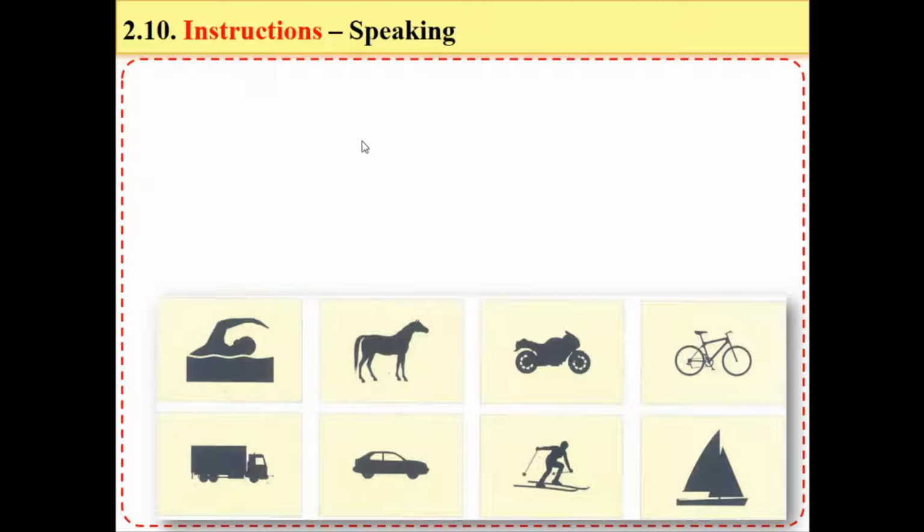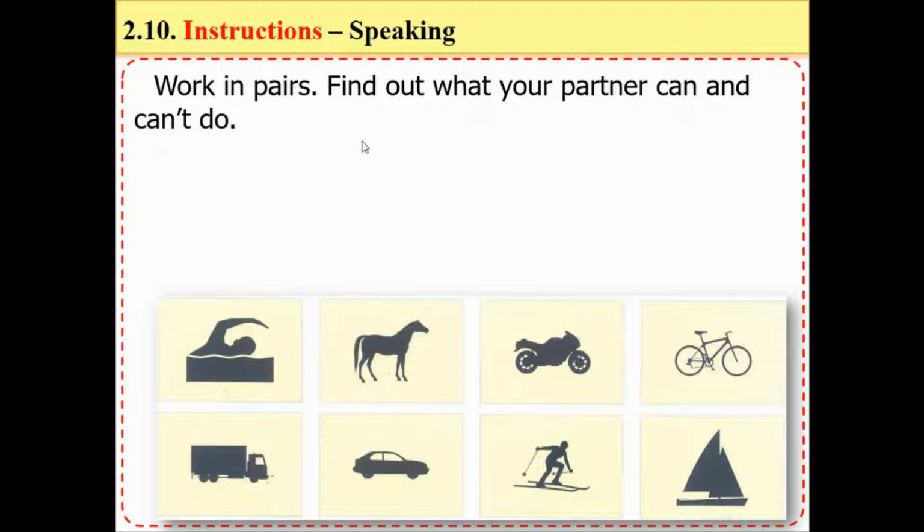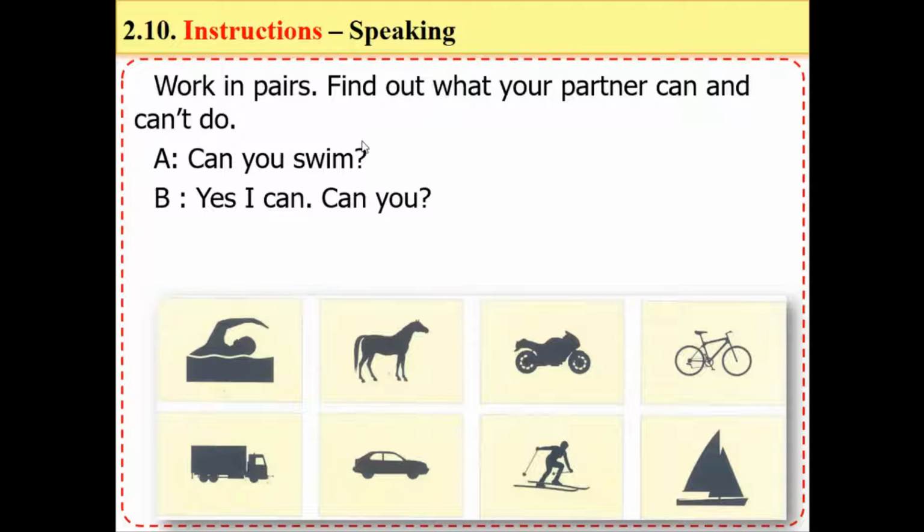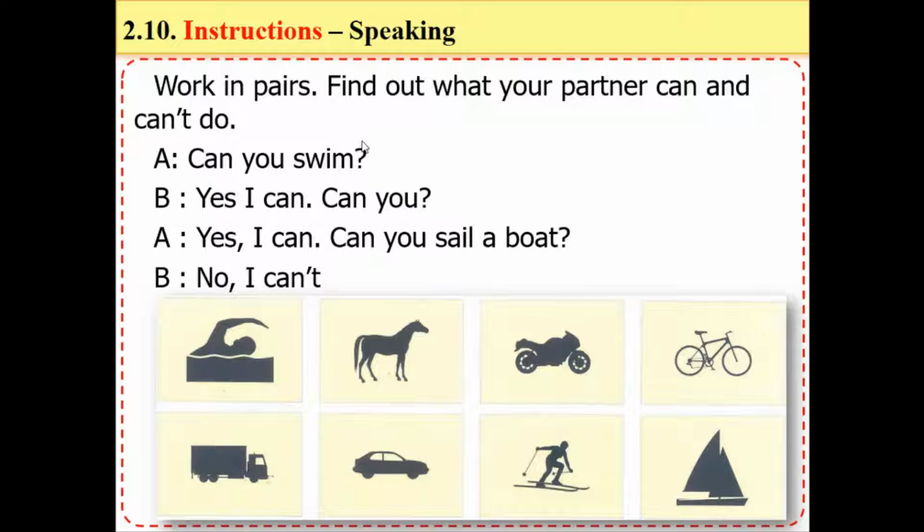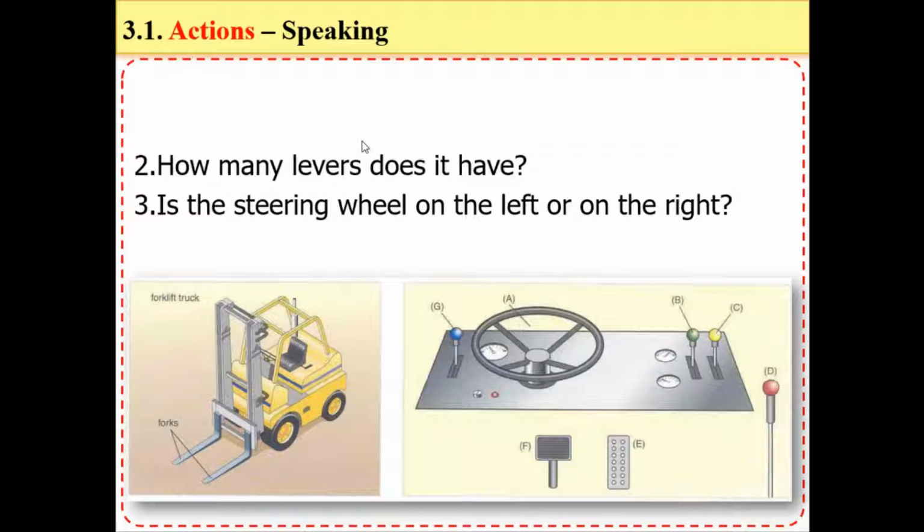Let me turn to speaking. Work in pairs. Find out what your partner can and can't do. Can you swim? Yes, I can. Can you? Yes, I can. Can you sail the boat? No, I can't.